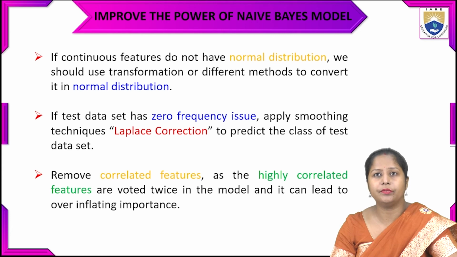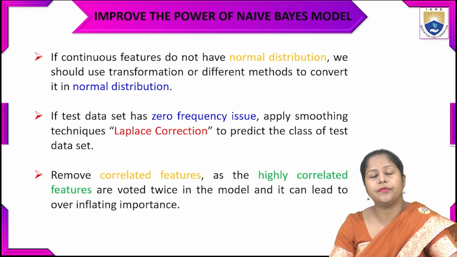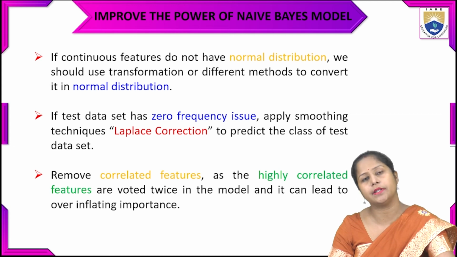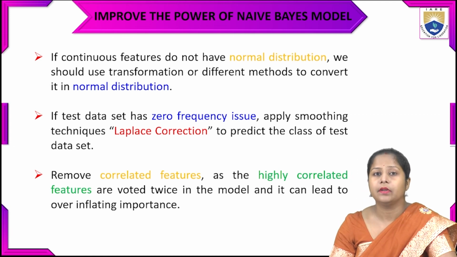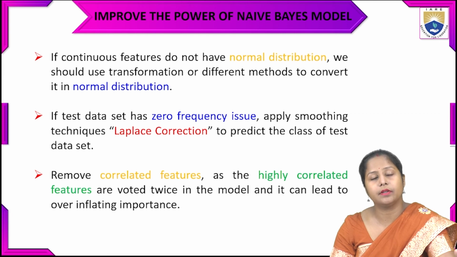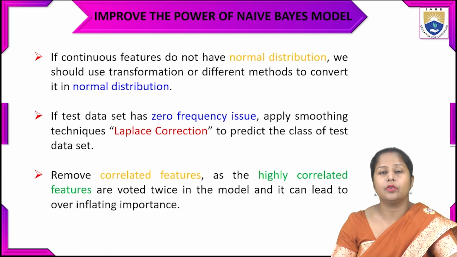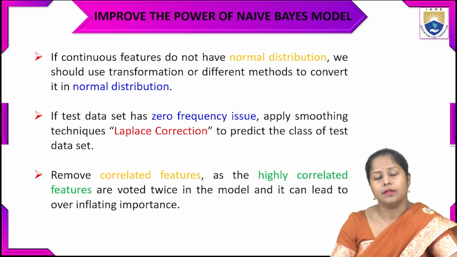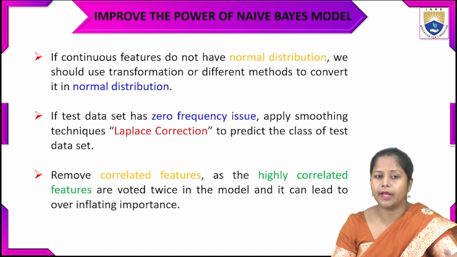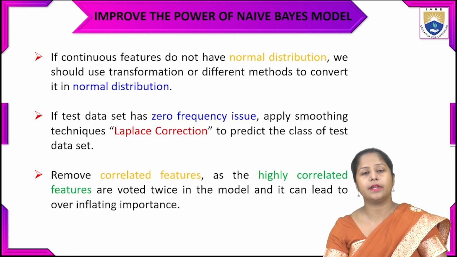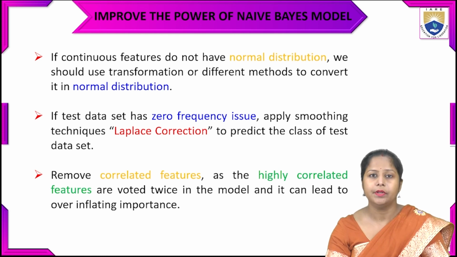How can we improve the power of the naive Bayes model? If the continuous features do not have a normal distribution, that is, when we plot them and they are not normally distributed, we should use a transformation. If the dataset is not normally distributed and has irregularities and other types of variance, a transformation helps.